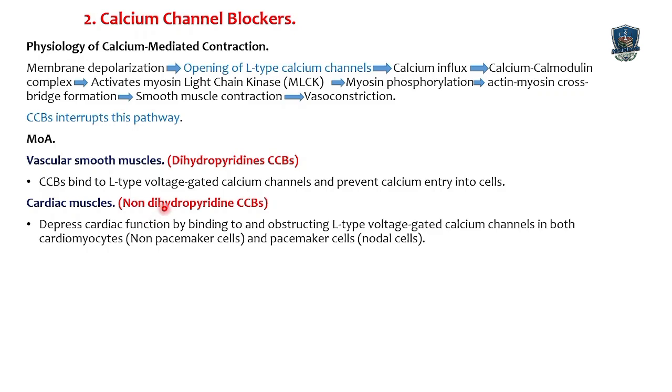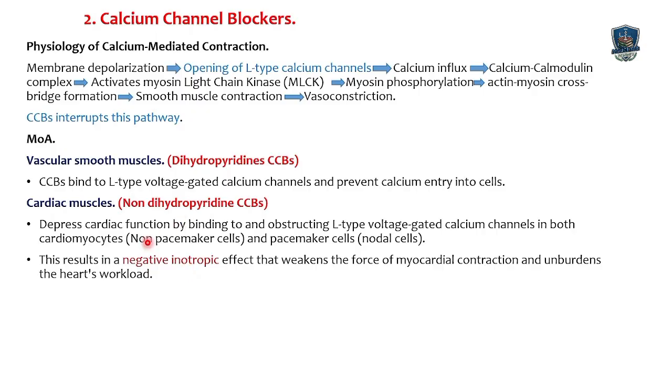The ones that are found on the cardiac muscles, their main action is that they depress cardiac function by binding to and obstructing the L-type voltage calcium channels in cardiomyocytes, those that are found in the cardiomyocytes, and those that are found on the pacemaker. So they're found on the non-pacemaker cardiomyocytes and also the nodal cells or the pacemaker cells. One thing to know is that those that are cardioselective only target the calcium channels located in the cardiomyocytes and the pacemaker cells.